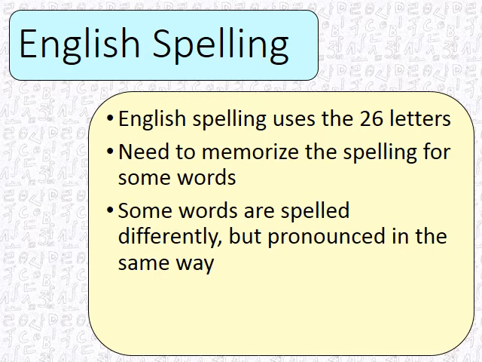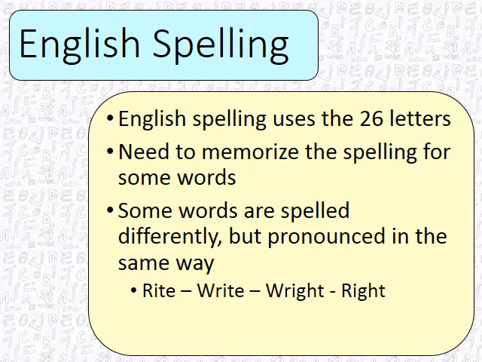Some words have different spellings, but are pronounced the same way. For example, right, and right. Some of the letters disappear when you say the word, like the W, G, E, and H. This can make it very confusing to know how to pronounce a word.